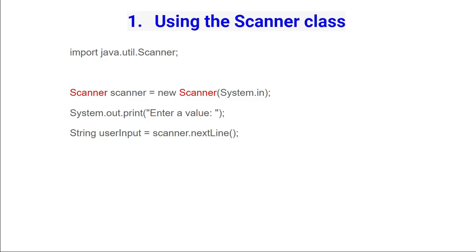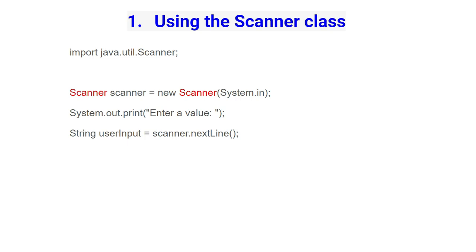So here you can see this is the code we have written. First import the Scanner, second create an object for the Scanner, third print one message so that you can see it in the console, and next you can read the value. Okay, so Scanner is a class which has lots of methods.